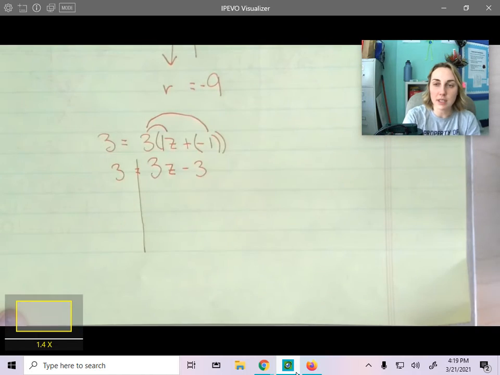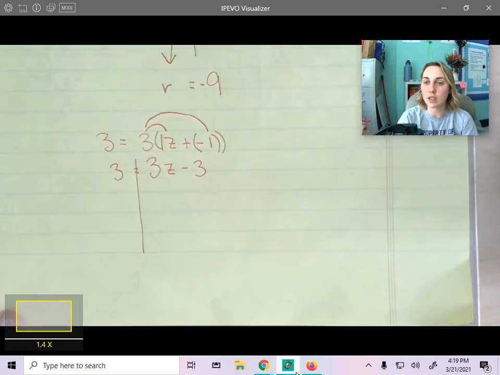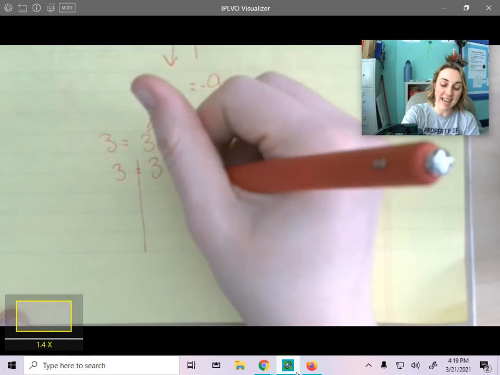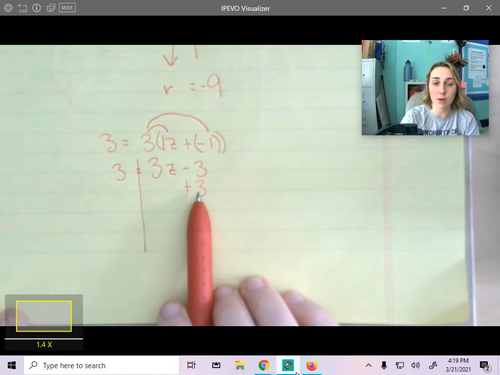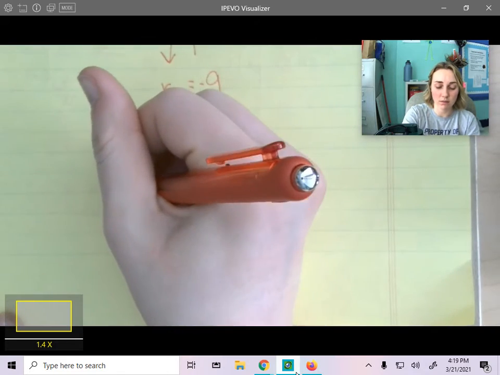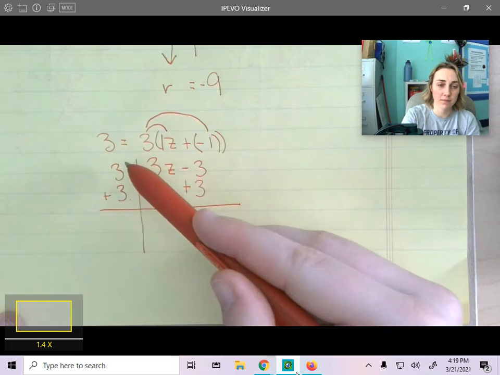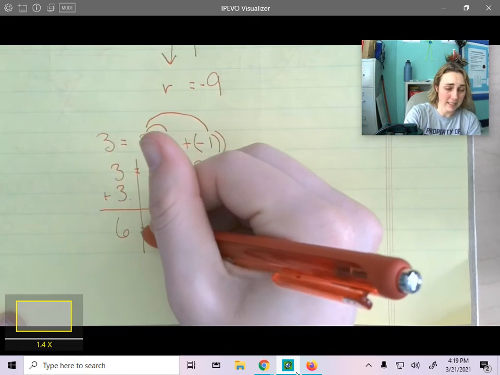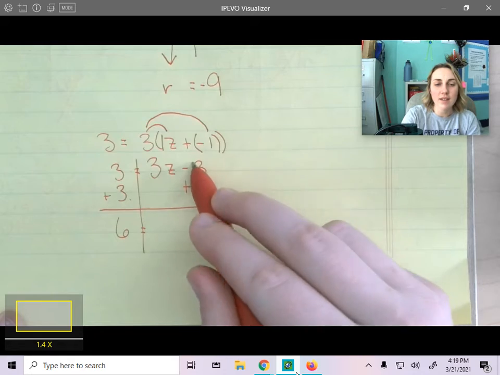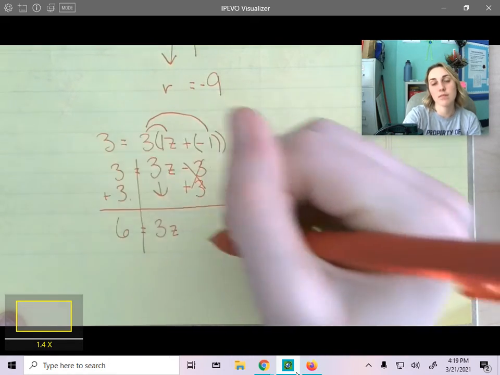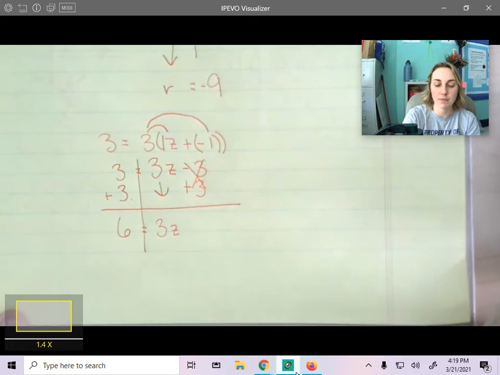All right, now I have a two-step, so I got to get rid of my constant first. My constant in this case is a negative 3, so what I have to do is I need to add 3. And if I do that on one side, I have to do it on the other side as well. 3 plus 3 is going to give me 6. These cancel out. They're opposites. So I am going to bring down this 3z, though. 3z is not as fun as 1z.